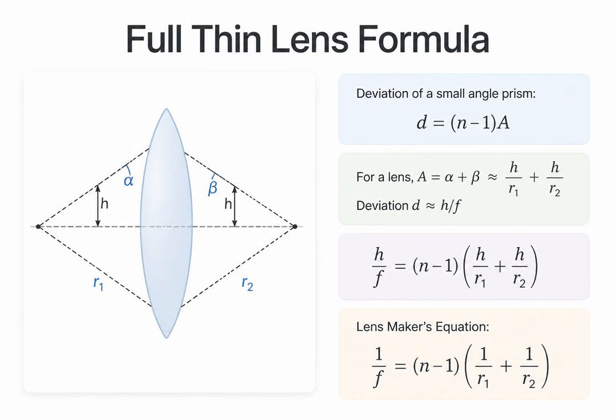How does the physical shape of a lens determine its focal length? By treating a thin lens as a series of small prisms, we can relate the deviation of light to the refractive index, n, and the radii of curvature of the two surfaces, r1 and r2. This derivation leads to the lensmaker's equation. 1 over the focal length equals n minus 1, multiplied by the sum of 1 over r1 and 1 over r2.